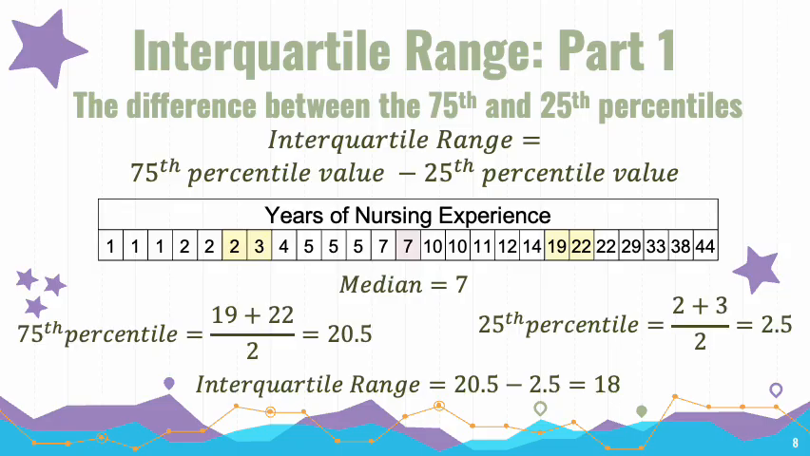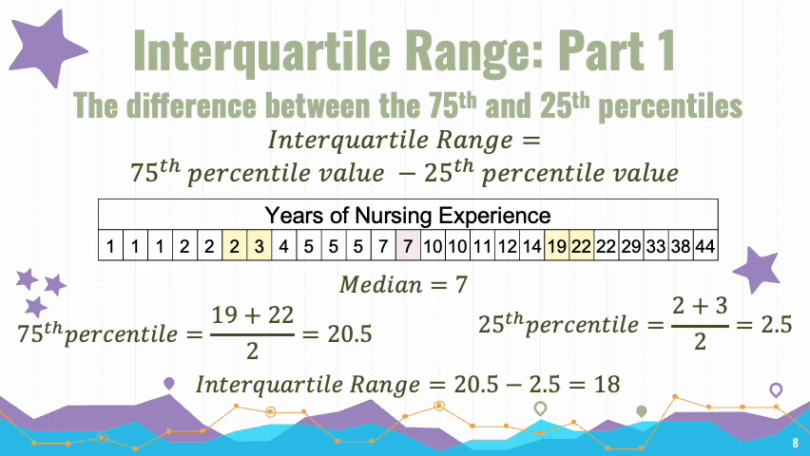We do the same thing with our 25th percentile. The middle between 1 and 7 is between 2 and 3. Add those together, divide by 2, we get 2.5. Our interquartile range then is the 75th percentile, which is 20.5, minus our 25th percentile, which is 2.5. And this gives us an interquartile range of 18.